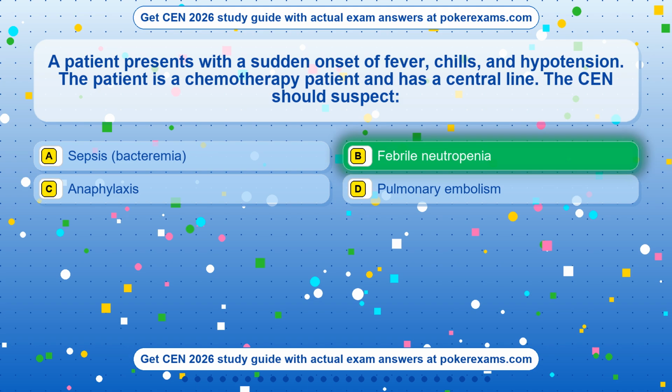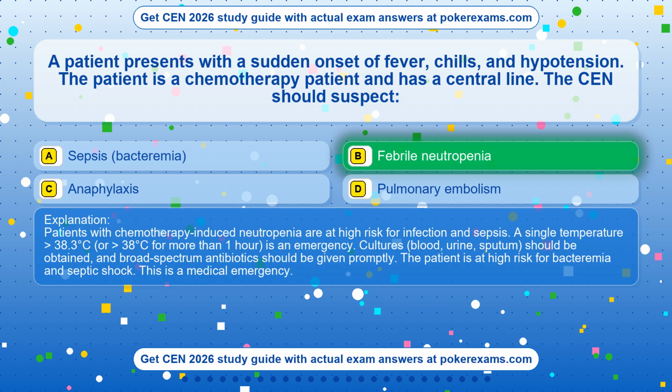Febrile neutropenia. Patients with chemotherapy-induced neutropenia are at high risk for infection and sepsis. A single temperature of 38.3 degrees Celsius, or 38 degrees Celsius for more than 1 hour, is an emergency. Cultures, blood, urine, sputum, should be obtained, and broad-spectrum antibiotics should be given promptly. The patient is at high risk for bacteremia and septic shock. This is a medical emergency.